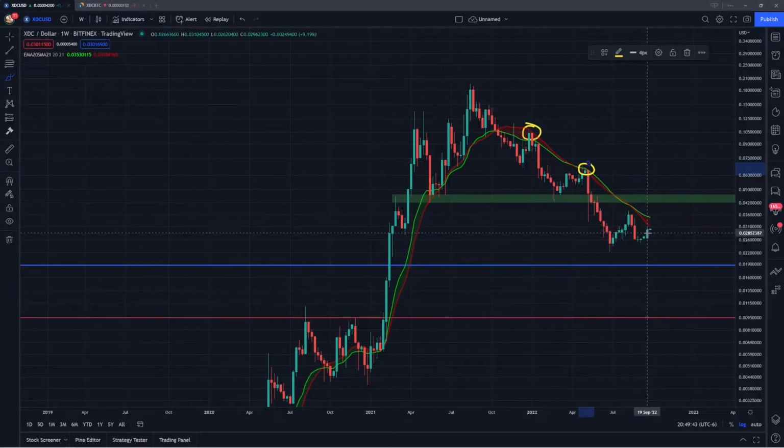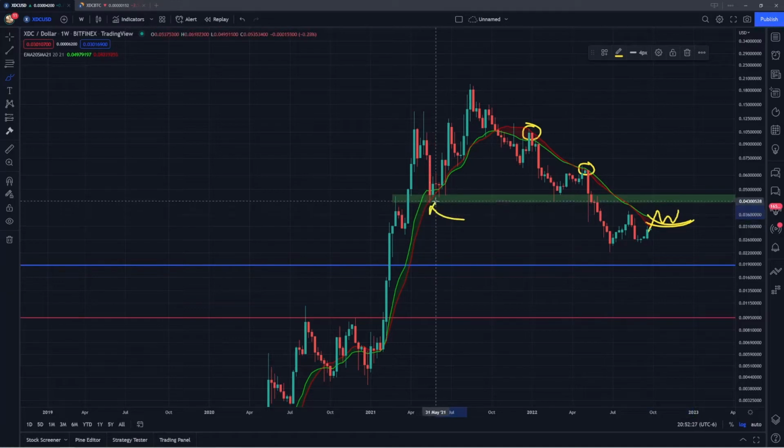If not, if XDC starts to do something like this, where it actually can break back above the moving averages and then start holding them as support, so like this as an illustration, this would be an extremely bullish sign because a move like this has the benefit of getting back above these moving averages and then flipping them as support.